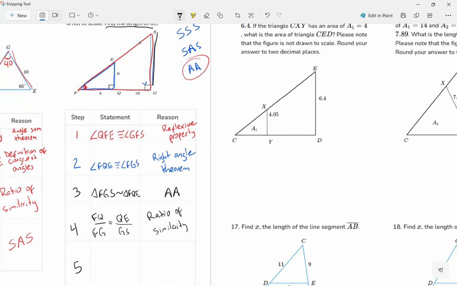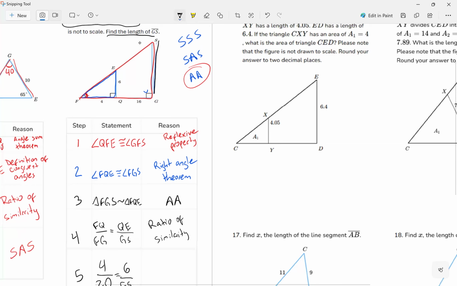The side FQ, if you see, from F to Q is 4. The side from F to G, part of it is 4, the other part 16. I'm going to say the whole thing, FG, is 20. Now, QE, the distance QE is 6. And then the side GS, I have no idea what it is. I'm just going to call it GS.